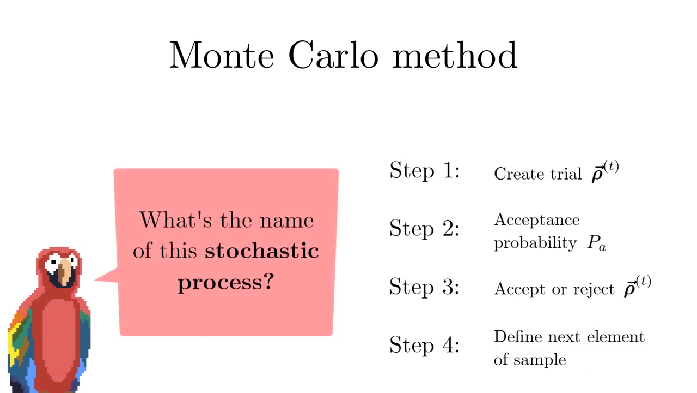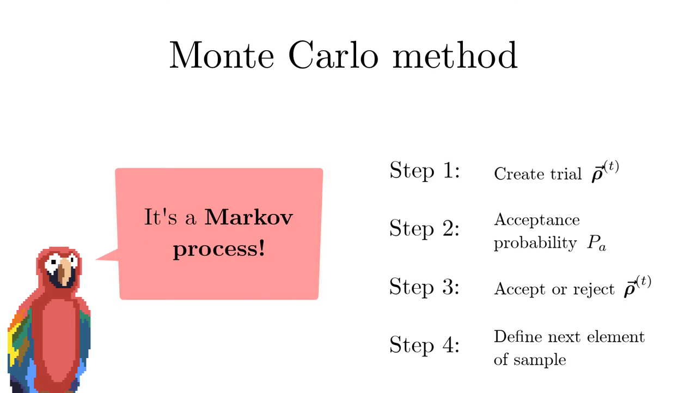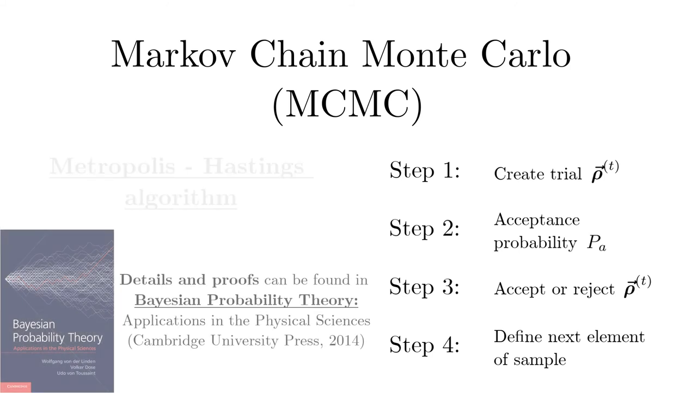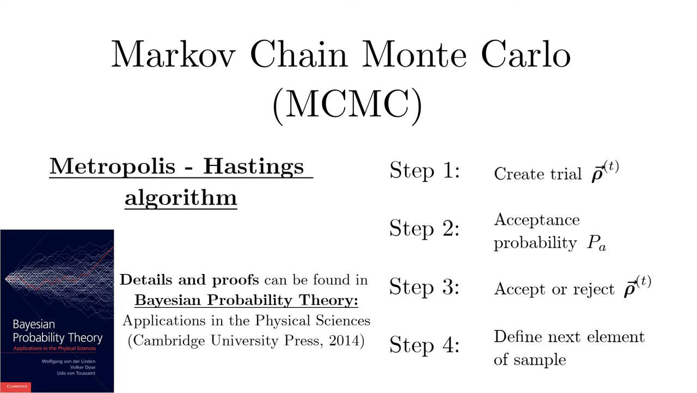How is this stochastic process called? Right, it's a Markov process, and that is why the approach is called MCMC, Markov chain Monte Carlo. But more precisely, we are using the Metropolis algorithm for the individual steps.